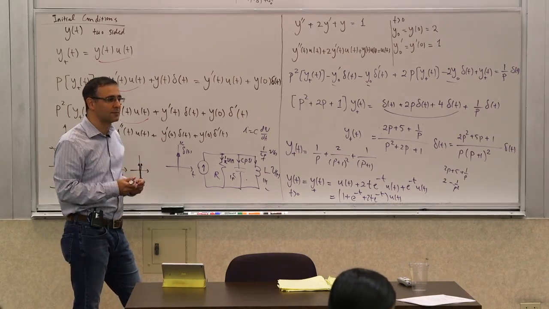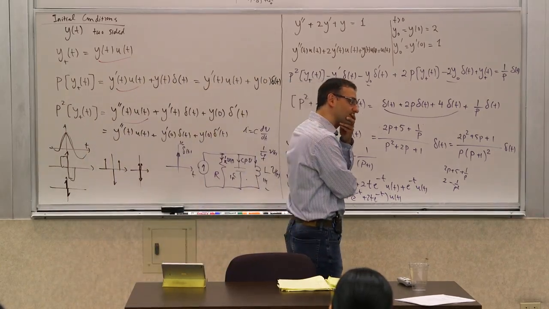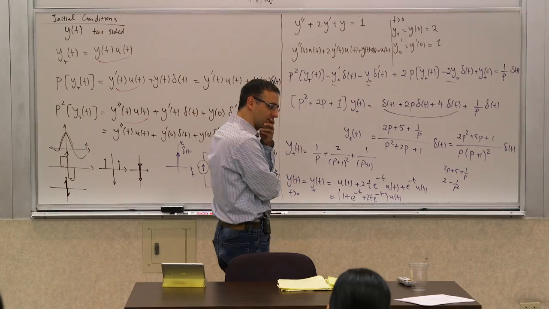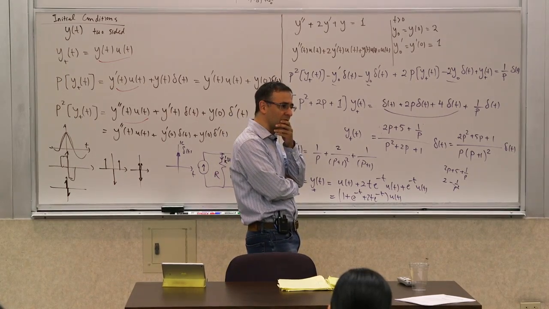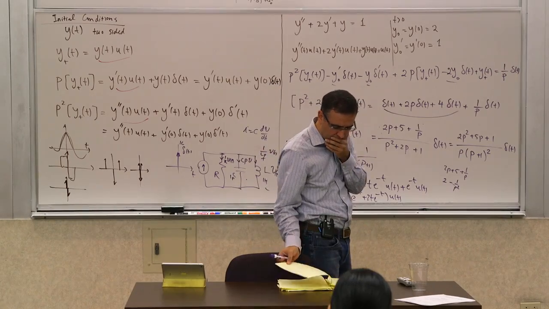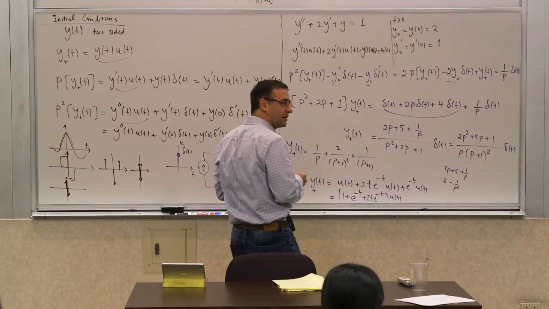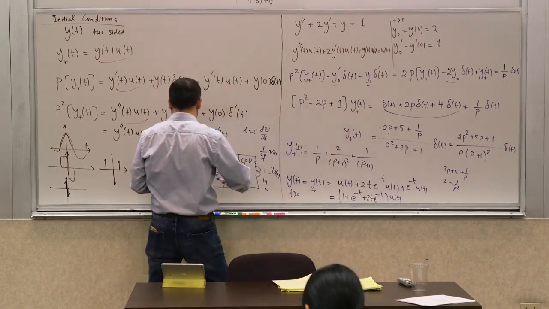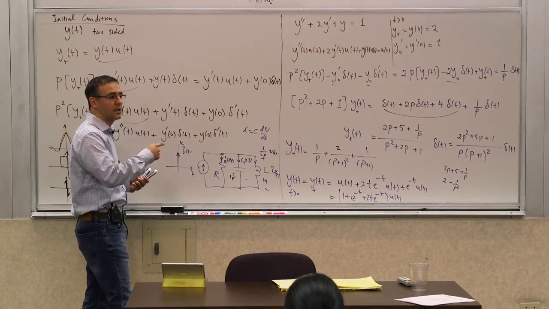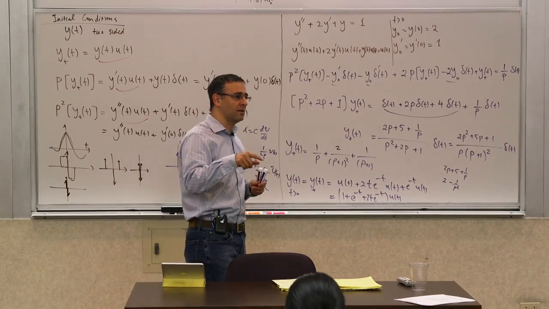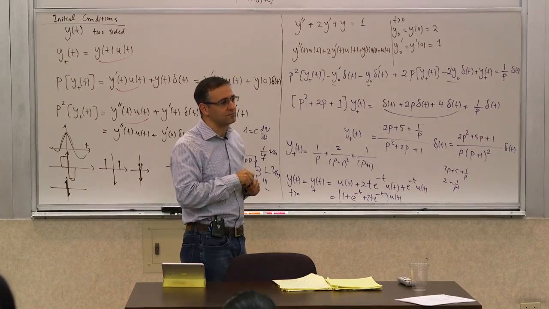Yes, you had one. So for when you did the table lookup for 1 over (p plus 1) squared, is it just generally true that t to the n e to the negative rt would correspond to 1 over (p plus r) to the n? Yeah, we derived this. So yes, that's true. There's an n factorial thing, but yes, it's t to the n over n factorial times e to the negative rt.